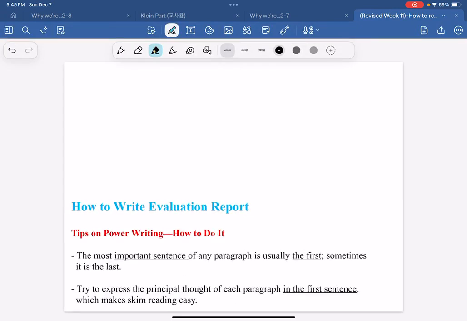Also, if possible, try to avoid the passive sentences. Try to write the active sentence, right? Active sentences emphasize the evaluation result clearly and provide your message, right?